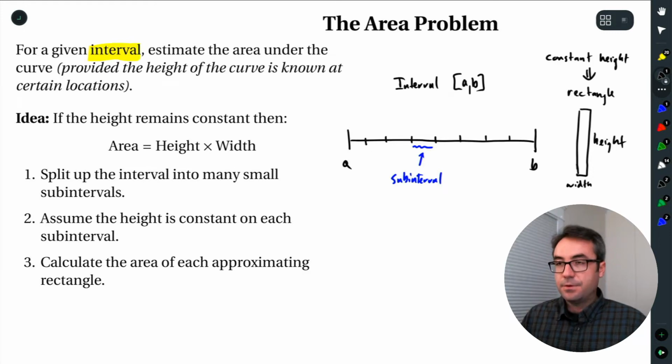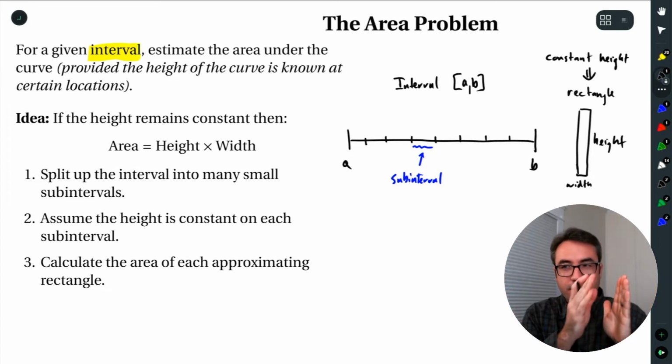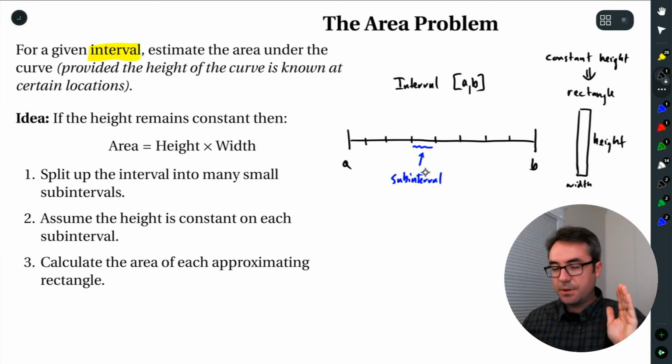So we have this whole interval that we're interested in from A to B. We're going to slice it up really finely into a whole bunch of smaller subintervals. And those subintervals are going to be so small that we're going to assume that our curve has a constant height on each of those individual subintervals. That gives us a rectangle, and we know how to do the area of a rectangle. It's just width times height.